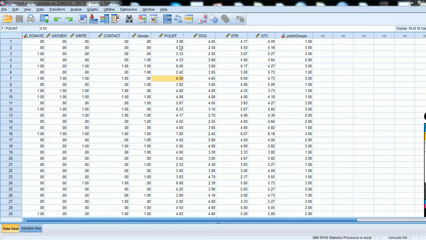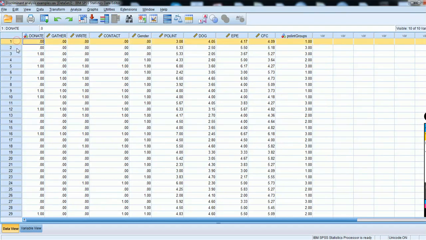So in this particular illustration here, I've got a set of predictor variables. I've got interest in politics, dogmatism, and external political efficacy. And so these three variables are going to be included in a discriminant analysis predicting intention to donate money to a political cause in the next month. So a value of 0 reflects an intention not to donate. A value of 1 reflects an intention to donate.